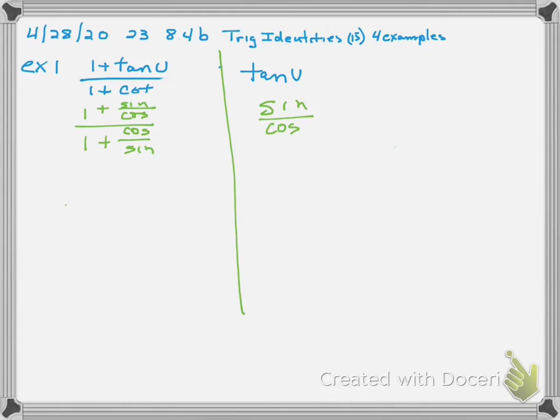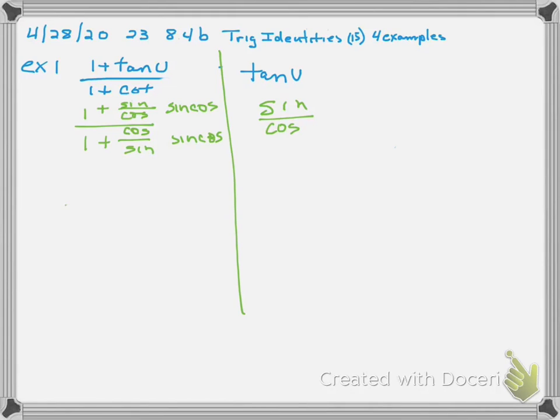So generally, once you get to this point, you want to get rid of all the fractions inside the fractions in your rational expression. To do that, I'm going to multiply by the least common denominator of everything in there, which is sine cosine. If I multiply top and bottom, I can do that. All I'm doing is multiplying by 1, so I'm not changing anything.